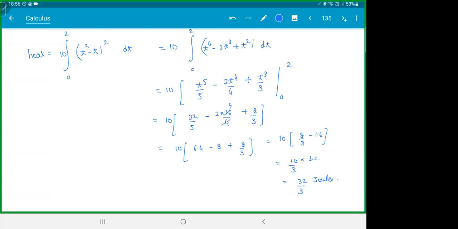Adrit, you got 20 by 3. Swastika, you got 80 by 9. Please check. Either I goofed up or you guys got it wrong. Some of us is wrong. Please look at the steps.